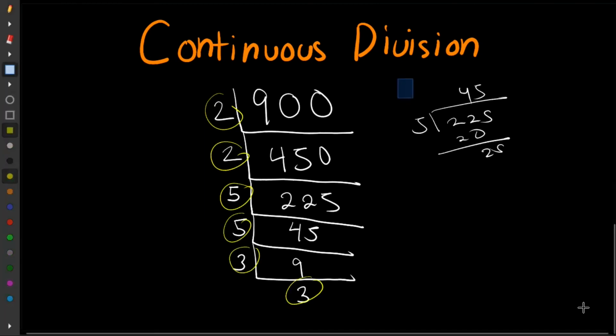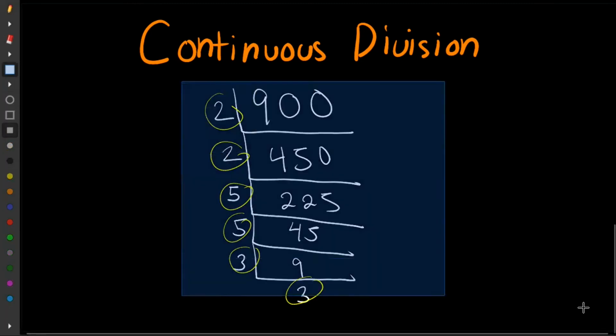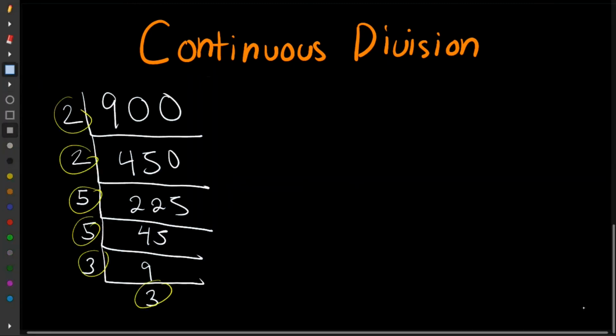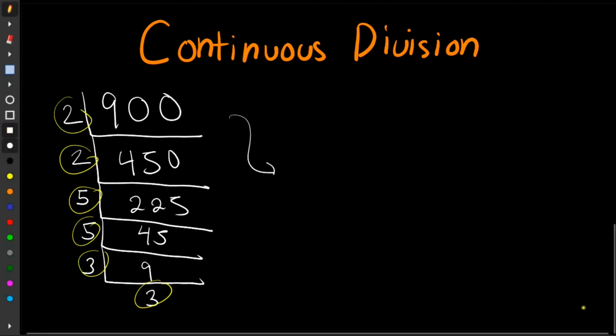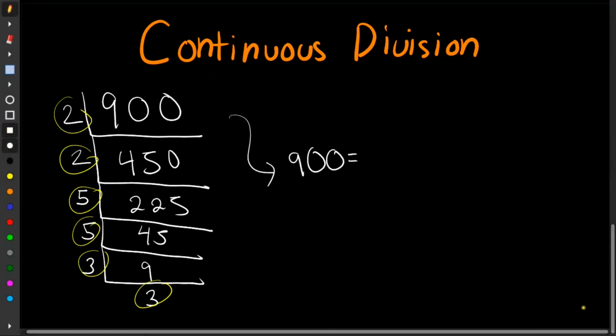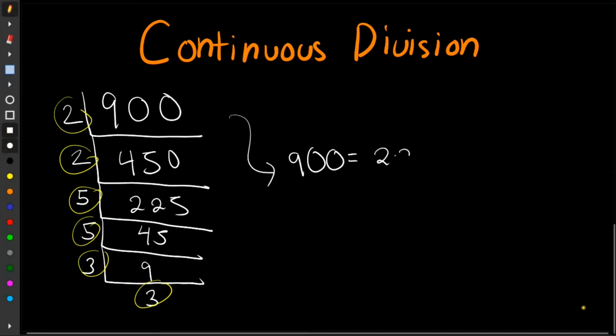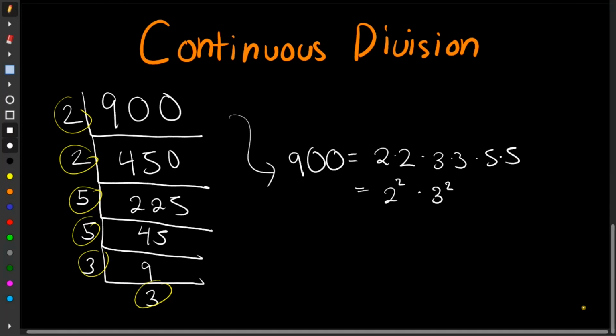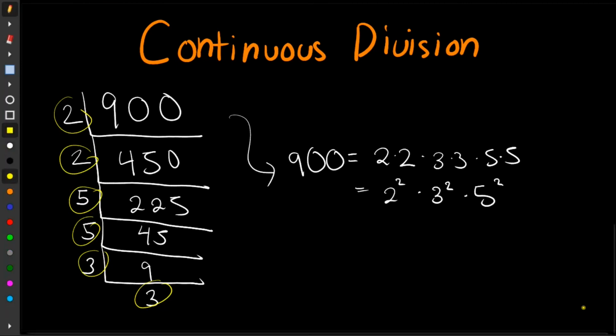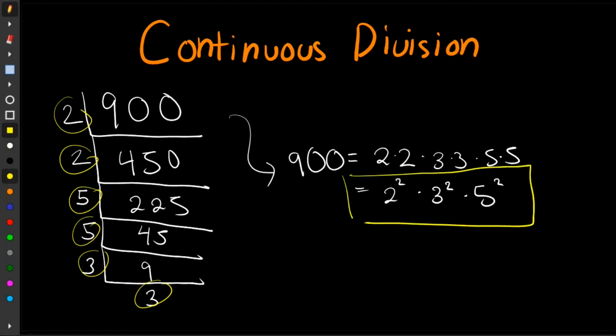So we can now express 900 in its prime factors. We have 900 is equal to 2 times 2, since we have two 2's here, two 3's here, so times 3 times 3, and two 5's here, so times 5 times 5. That would give us 2 squared times 3 squared times 5 squared. And that is its final answer. So that's all for our example.